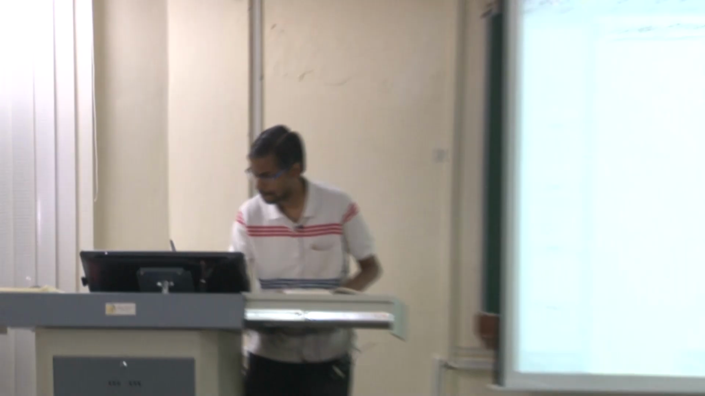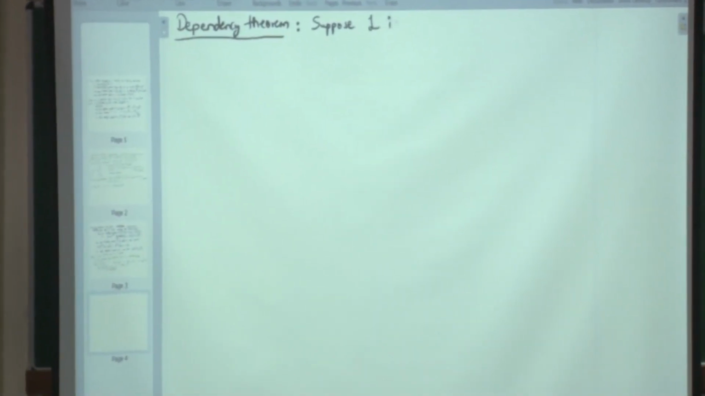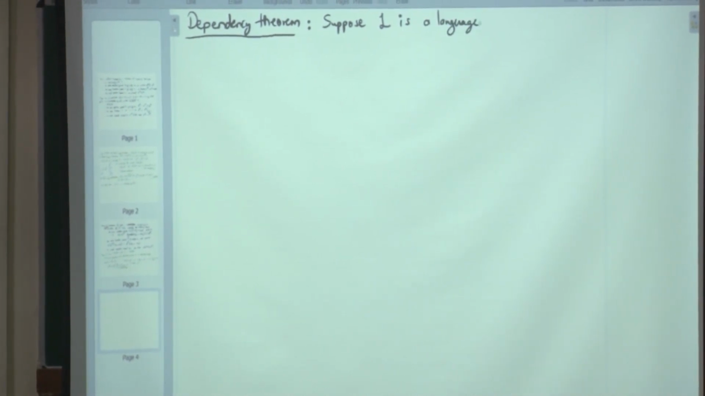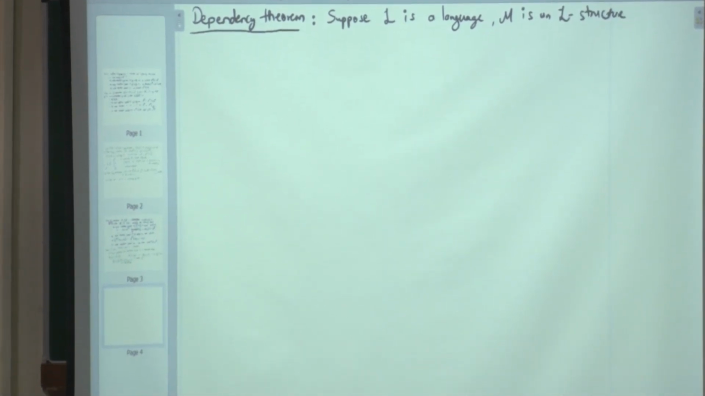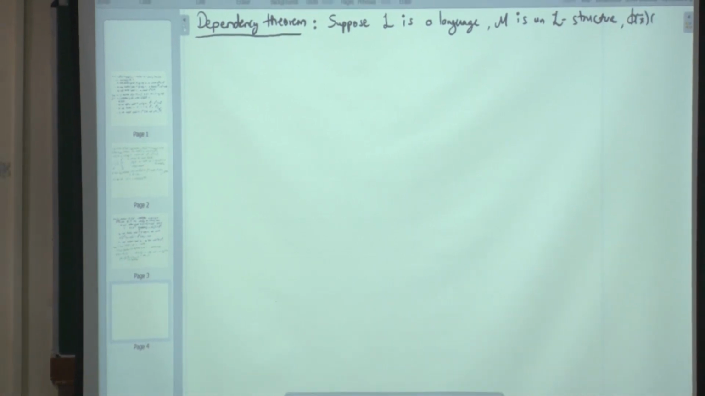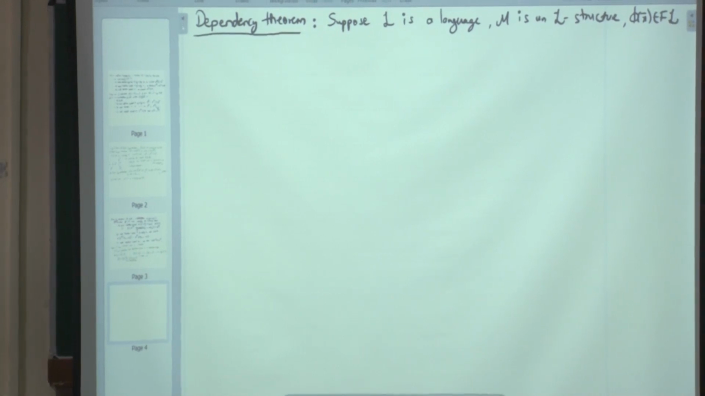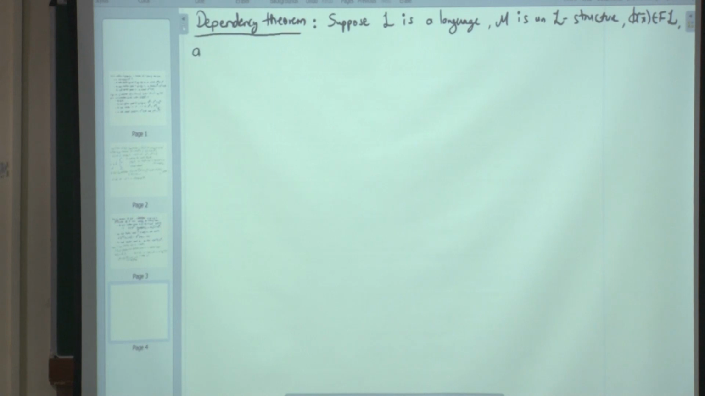Okay, suppose L is a language, M is an L structure, phi x bar is a formula, and A bar and B bar are in M. So you are given this much data. If A_i is equal to B_i for all x_i belonging to the set of free variables of phi.